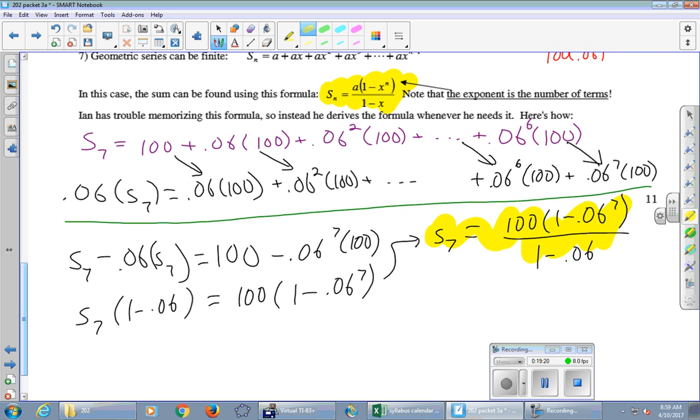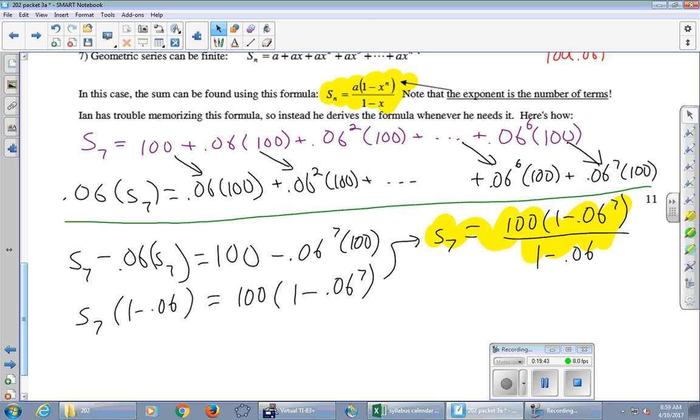Okay, so first I want to convince you that the formula we wrote up there, which is sort of pulled out of a hat, worked, right? A was 100, that's the first term. 1 minus 0.06, that's the x. To the 7, that's the tricky part for me, because it was a 6th power, but it's 7 here. It's the number of terms. That's how I remember it. 7 terms up there in purple, divided by 1 minus x, okay?